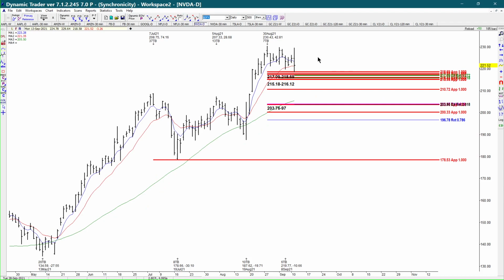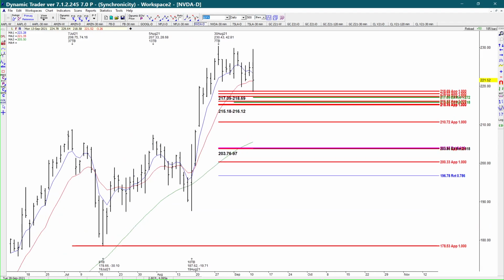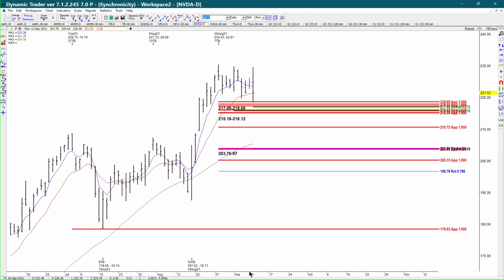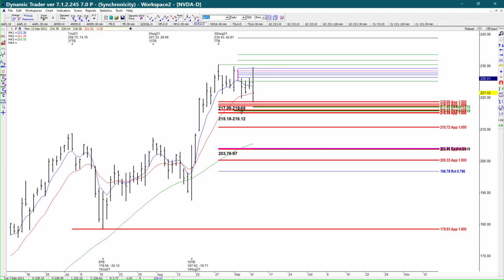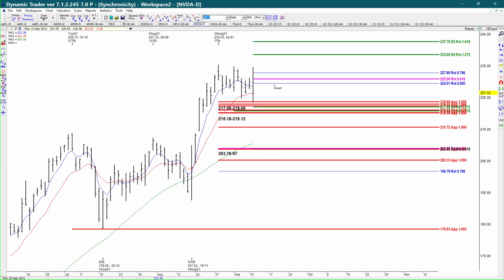As far as NVIDIA, we are actually now fully testing this support cluster, and it looks like 217.09 to 218.69. So that is a decision. All the moving averages are on the side of the bulls, but what you need is a trigger. Obviously, you'll see a day trade trigger before you ever see the swing trade trigger. But let's look at what the potential would be if we hold above here. Just measure the high to the low, and the potential upside extension would be this 233.65.